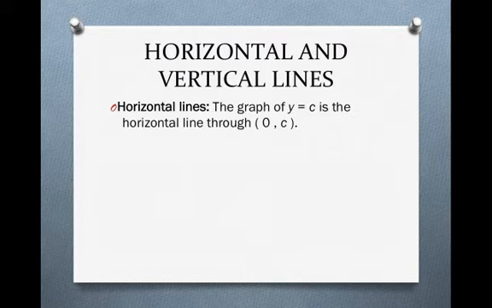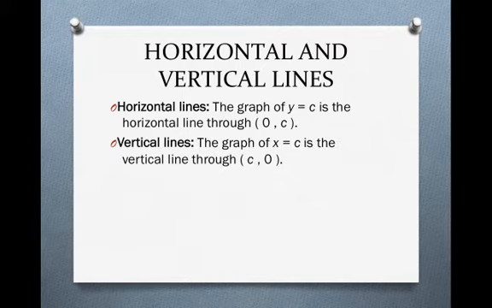Horizontal and vertical lines. Horizontal lines: the graph of y equals c is the horizontal line through (0, c). It's the line where all values of y are c. You can have any value of x that you want, but y is always c. Vertical lines, ones that go straight up and down, are the graph of x equals c. That forms a vertical line, and it's through the point (c, 0). In fact, every point on the line has an x value of c. It can have any other y value, but it has to have the x value of c.